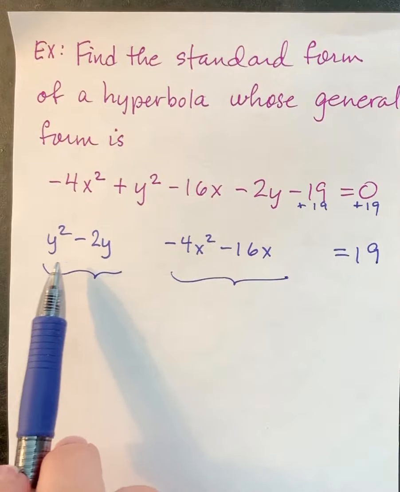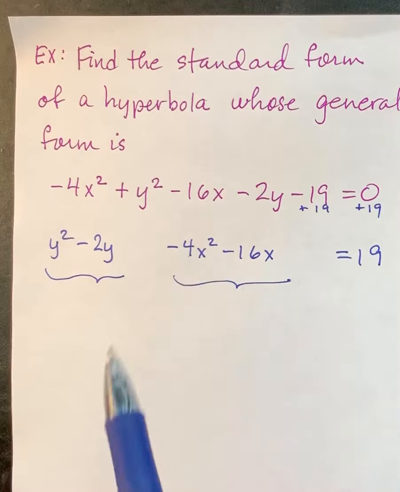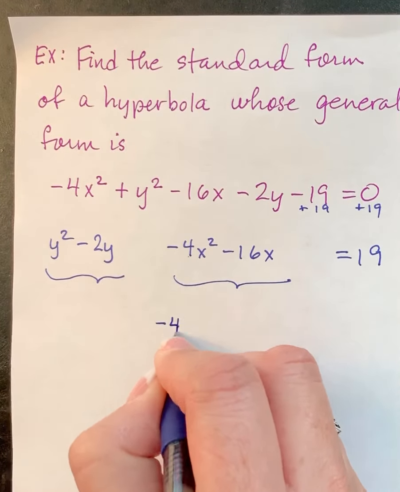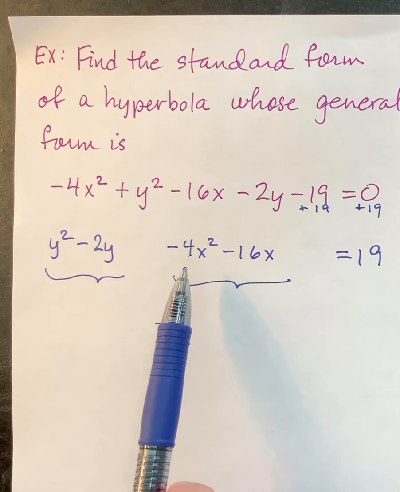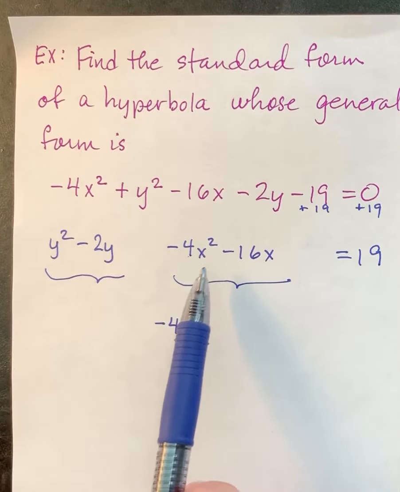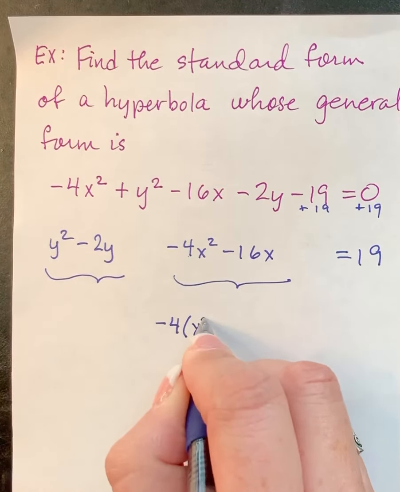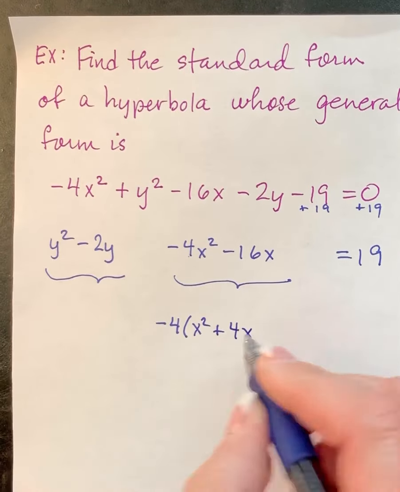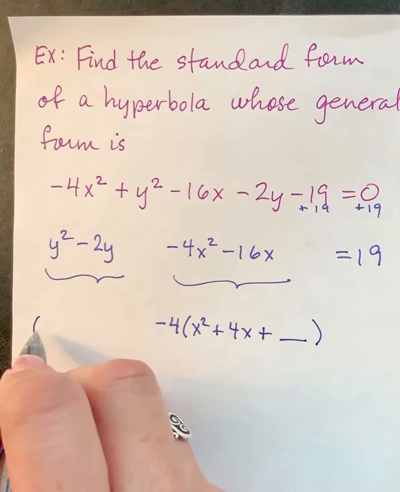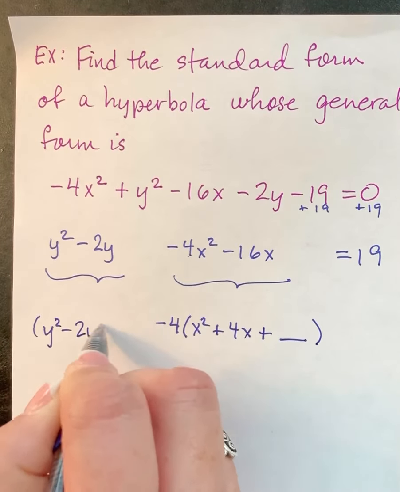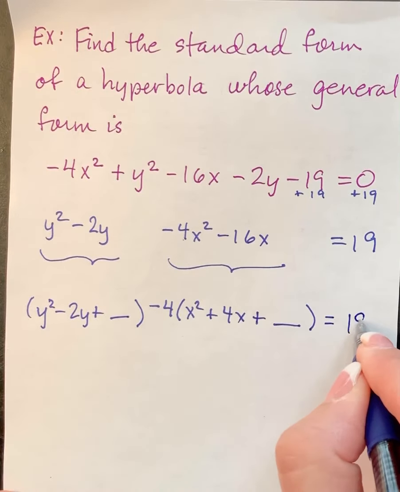You're going to complete the square on y and complete the square on x. You're actually ready to do it on y since it's 1y squared. You're not ready to do it on x because there's a negative 4 there, so we'll have to factor out that negative 4. When we did the ellipses, we weren't usually factoring out a negative; it was a positive. So you have to be a little more careful with the negative. When you factor out negative 4, you're dividing by it, so it's going to be x squared plus 4x. Then we'll put plus what we're going to need to add in there, and over here, y squared minus 2y plus what we're going to need to add in there equals 19.